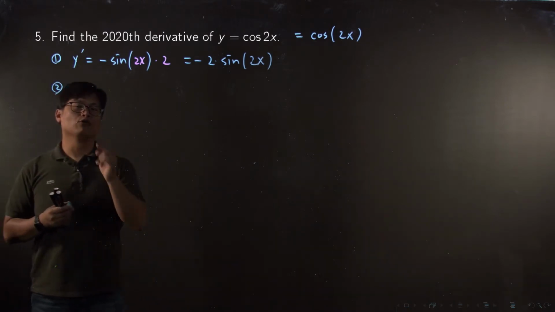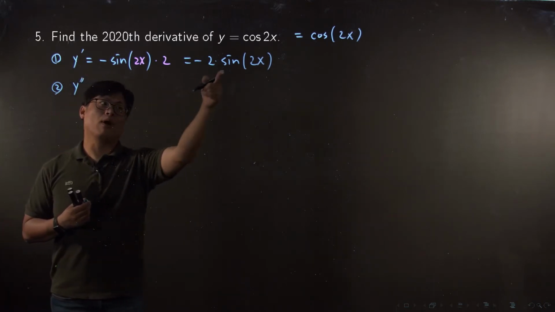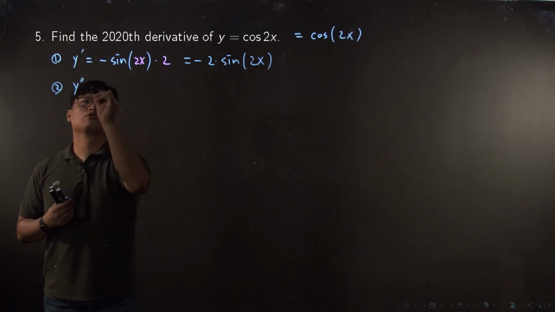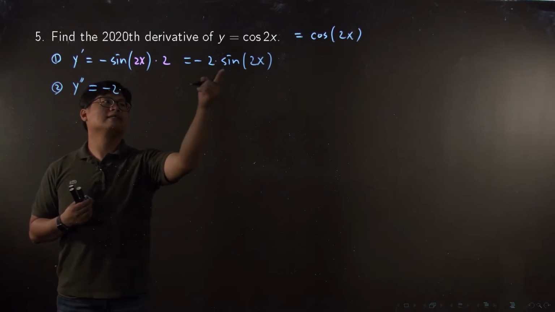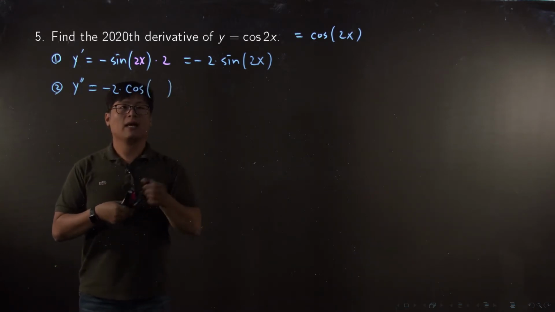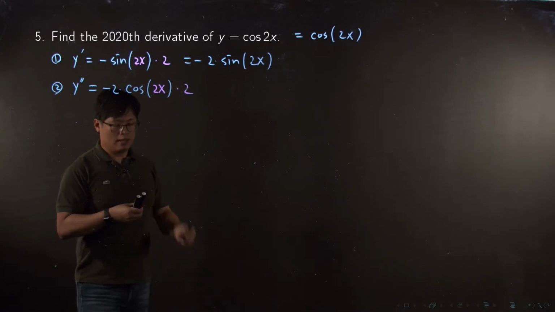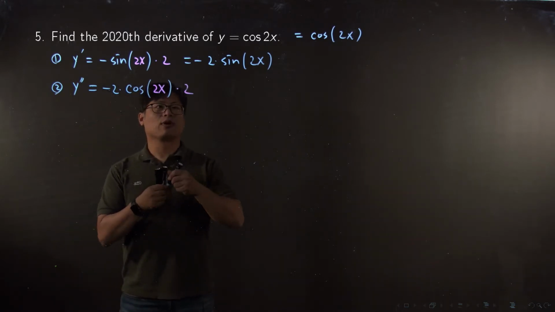Don't give up. As I told you, you need 4 times. What is y double prime, which is y prime prime? We can start from here. Negative 2 is just a coefficient, don't do anything. And sine prime is cosine, still the chain rule, and the inside function is 2x. Whenever you write your inside function, multiply by the inside function's prime. Then let me simplify this.